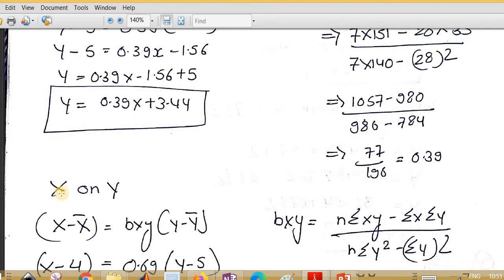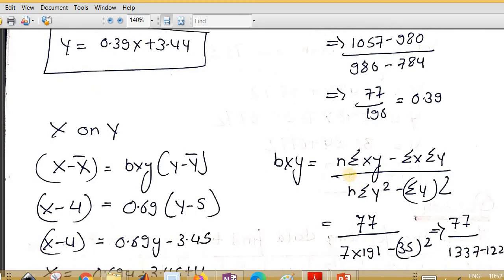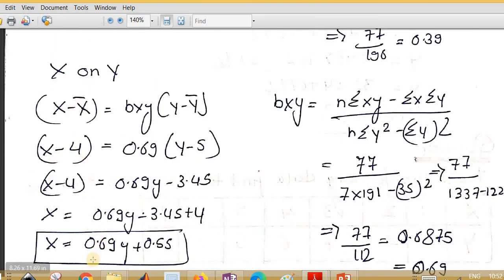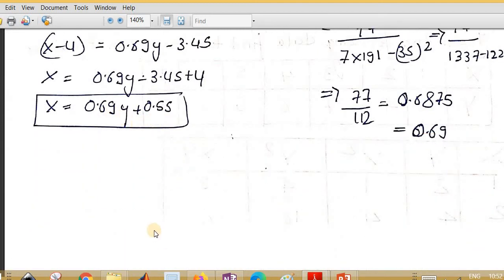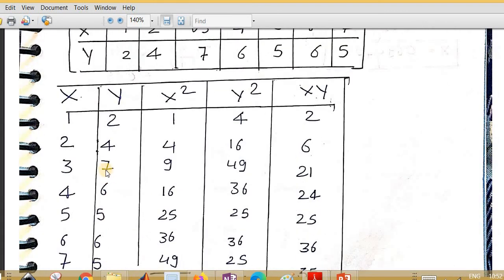Similarly, the second regression line, in the form of x on y, is computed using this formula: x minus x bar equals bxy times y minus y bar, and bxy is computed with this formula, n summation xy minus summation x summation y, over n summation y square minus summation y whole square. This is 0.69. So here your x on y, this second regression line when y is given, is computed here, that is x equals 0.69 y plus 0.55. So these are the equations of the two regression lines which the question wants to ask you.